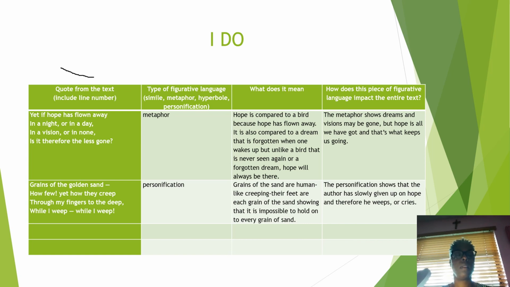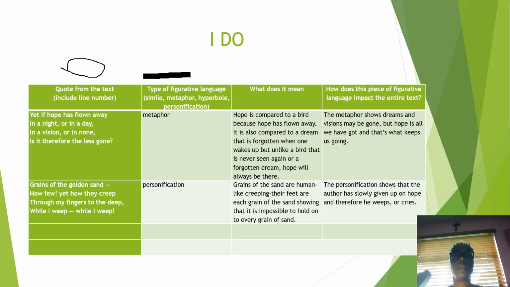So here, in the first column, the line that includes a figurative language has been copied. Then in the second column here, the type of figurative language is placed, which is a metaphor because hope is considered a bird or compared to a bird or something that flies away, not using like or as, but there is a comparison there.